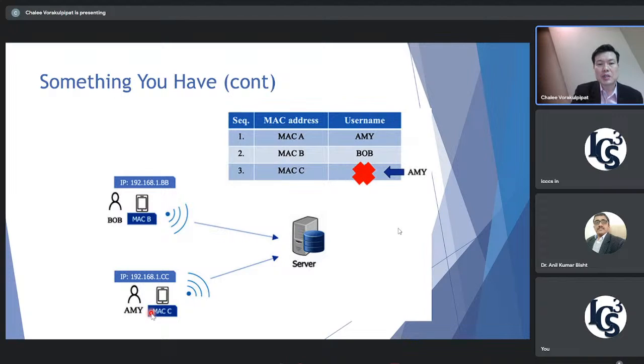When Amy tries to get access to the system, the user of MAC X will be denied because the system says, "Oh, you are Amy. Amy must use MAC A." So the system may believe Amy may try to check in on behalf of her friend, something like that. This is the benefit of the system checking mobile devices, or something you have. Yes, it's the second factor.